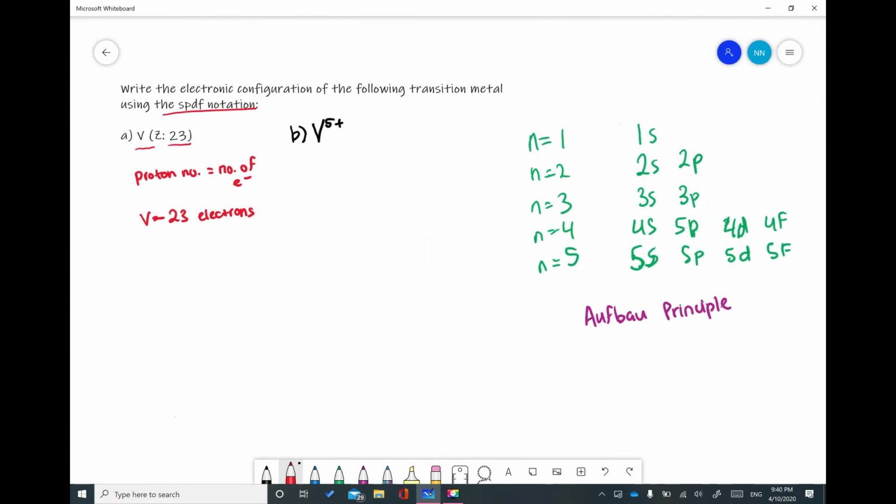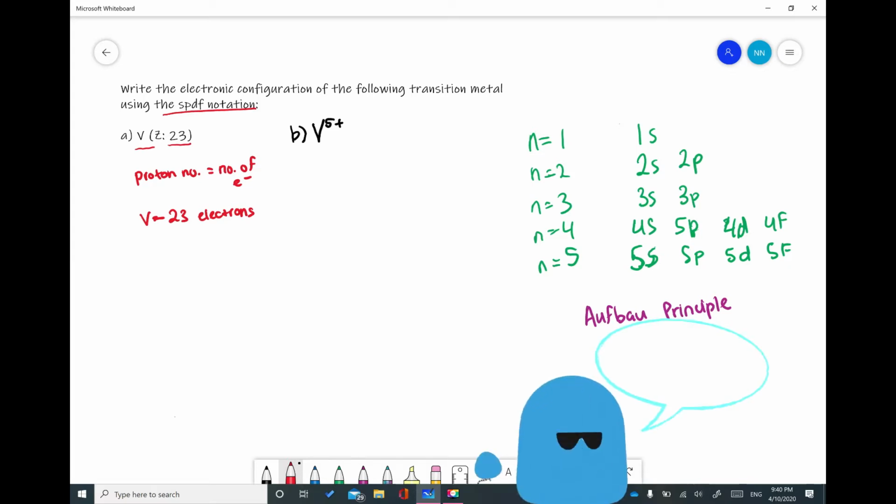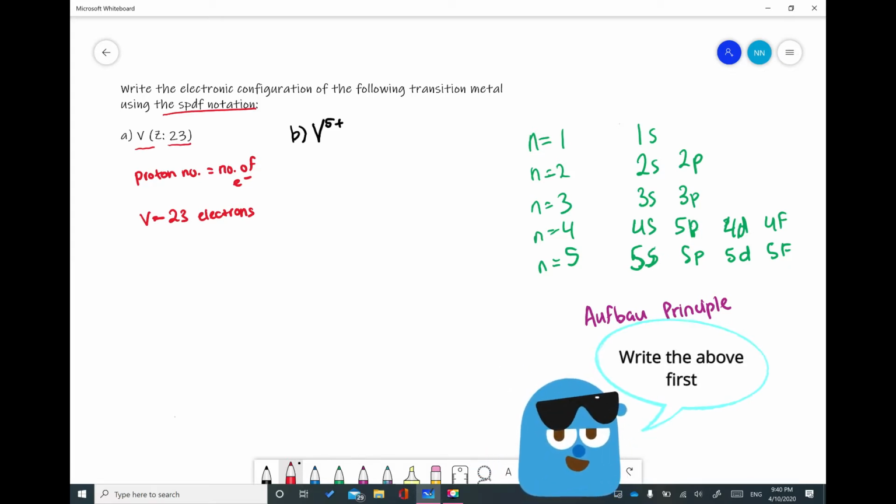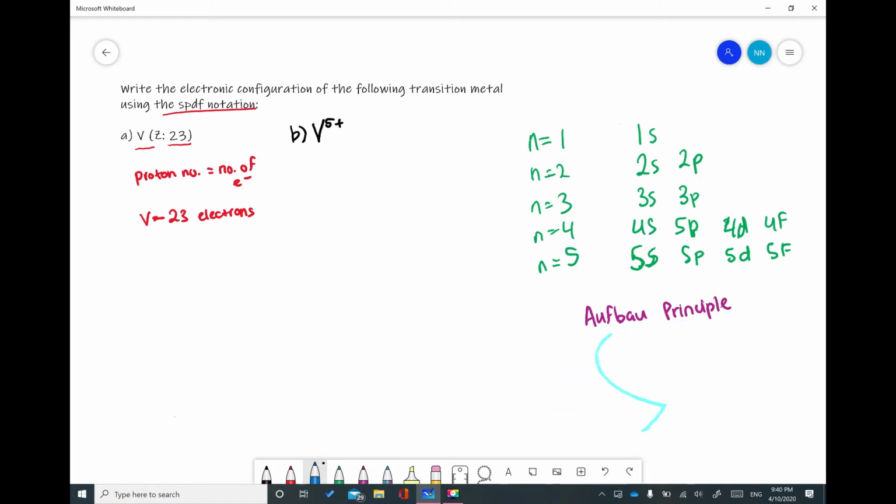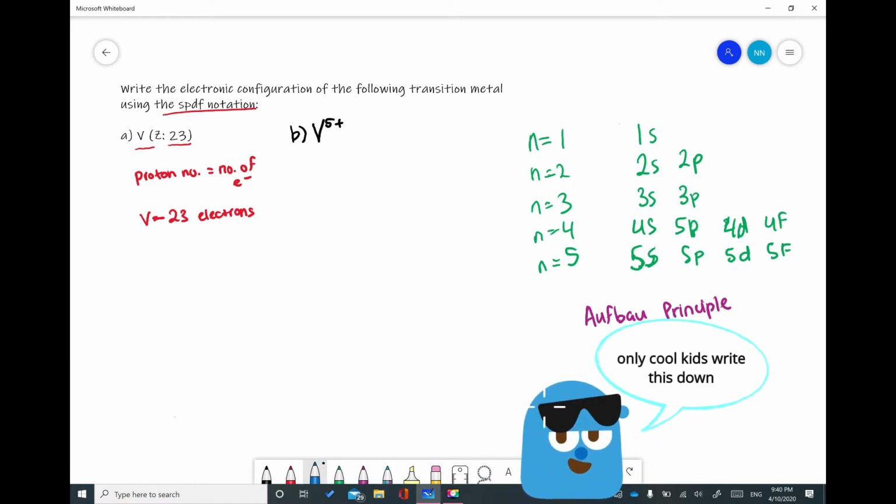As a starter, since this spdf notation is quite new for you, I would recommend you write out the Aufbau principle ascending order, in which the electron will fill in the lowest energy orbital first and then the other energy orbitals in ascending order. To get used to it, try drawing this diagram, and then just go across in the order in which it has been written.